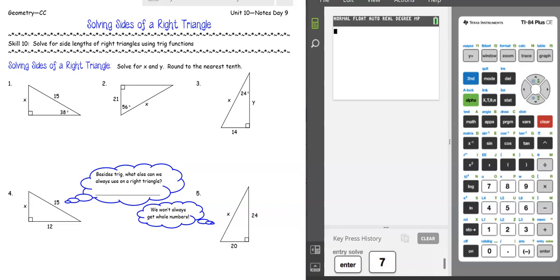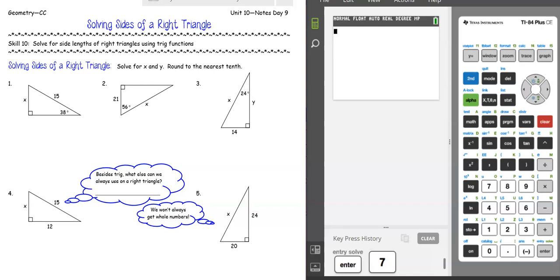Again, make sure that your calculator is in degrees. Okay, so it says solving sides of a right triangle. We're going to solve for the side lengths. So solving sides of a right triangle. It does say solve for x and y and round to the nearest tenth.